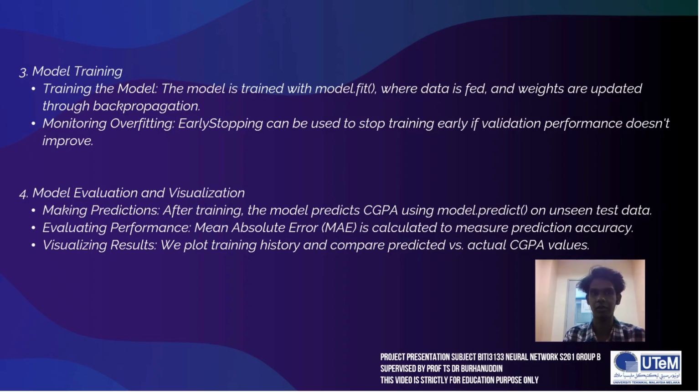To monitor the overfitting, we use early stopping to stop training early if validation performance doesn't improve. And then for model evaluation and visualization, to make prediction, after training, the model predicts CGPA using model predict on unseen test data. And then to evaluate the performance, we use mean absolute error to measure prediction accuracy. And then to visualize result, we plot the training history and compare predicted and actual CGPA values.